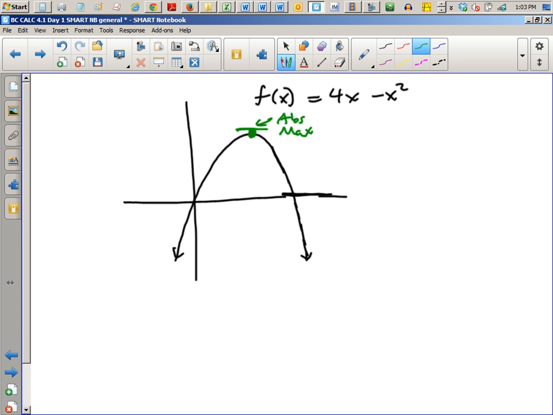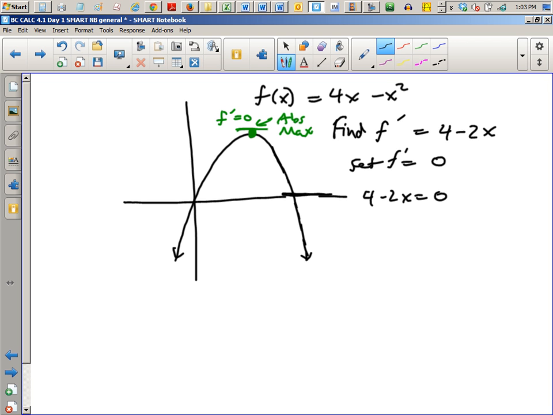What does that mean? Zero. What's zero? f prime is 0. This is where f prime is 0. Is it not? So why don't we just take the derivative, set it equal to 0, and find that point that way? We did this earlier in the year. So we'll just take f prime, so find the derivative. That's just 4 minus 2x. Set f prime equal to 0, and you get 4 minus 2x equals 0. Solve, and you get x equals 2. And then find f of 2 so that you have the y-coordinate also. So this point is the point (2, 4).